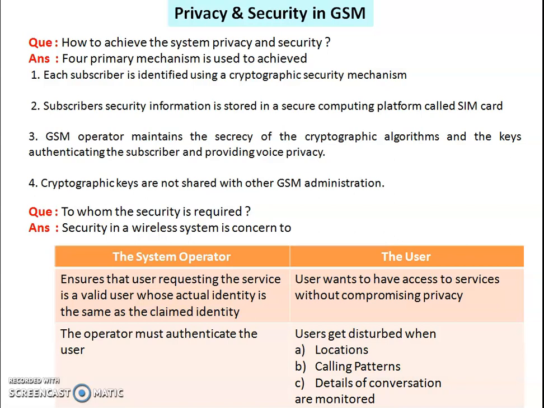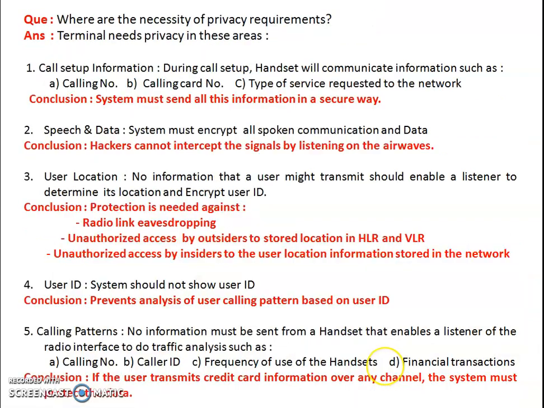To whom is the security required? Security in a wireless system concerns the system operator and the user both. Where is the necessity of privacy? Technical needs, privacy in the following areas: call setup information. During call setup, the handset will communicate information such as the calling number, calling card number, and types of services requested to the network. So the conclusion is that the system must send all this information in a secure way.